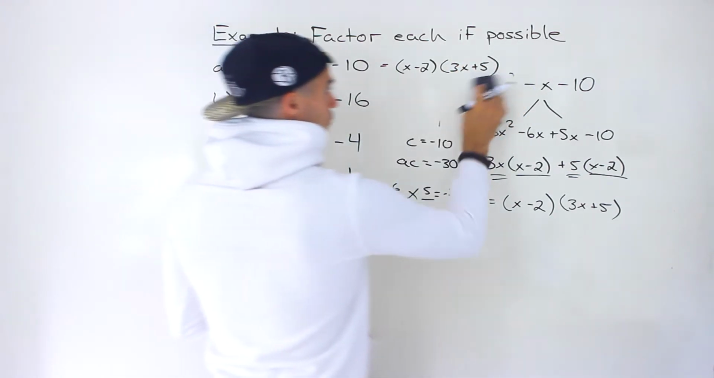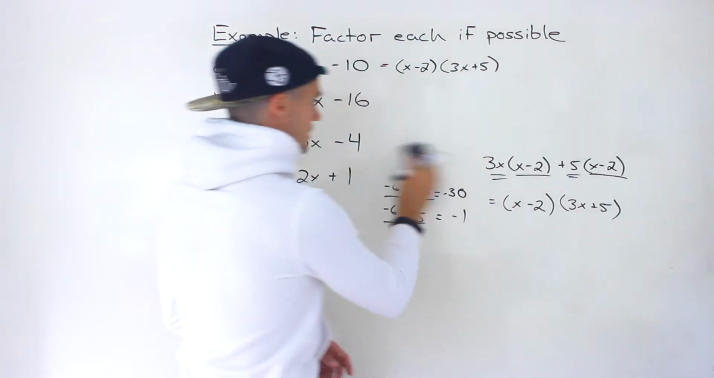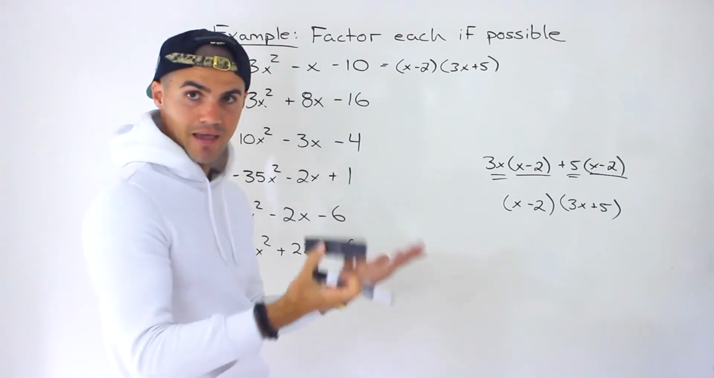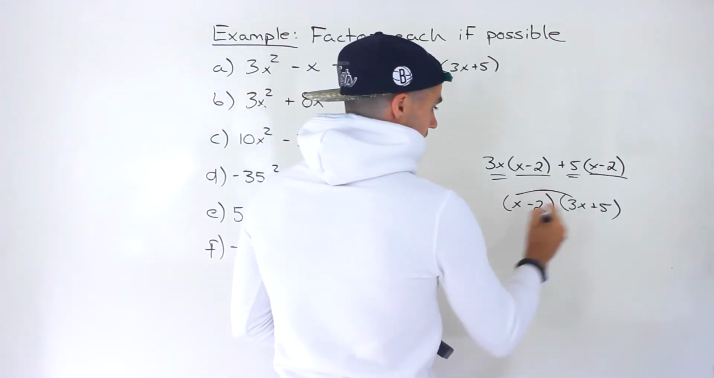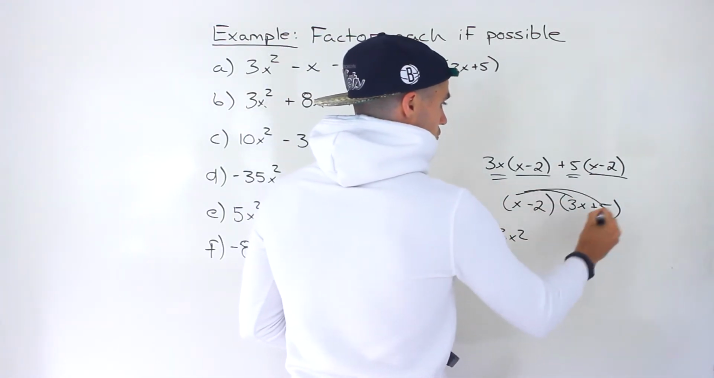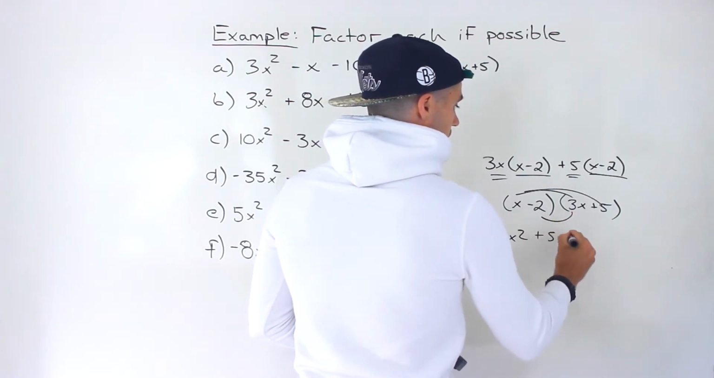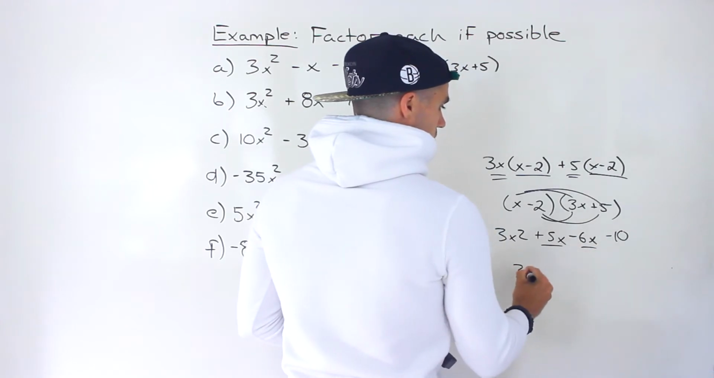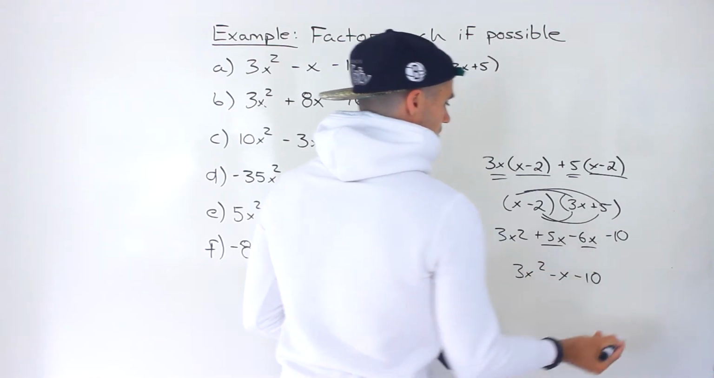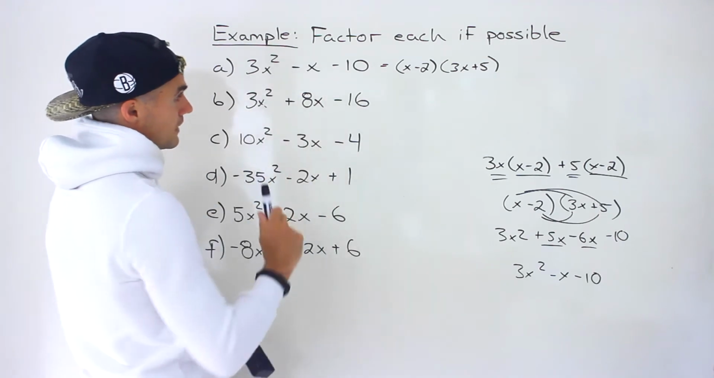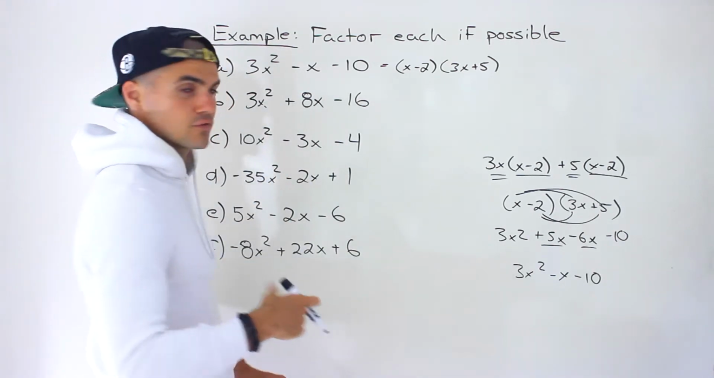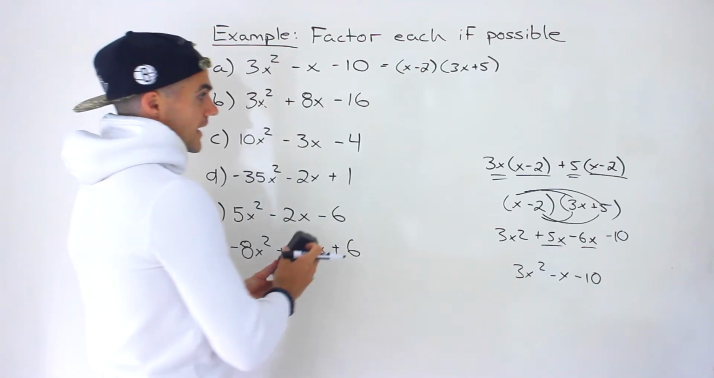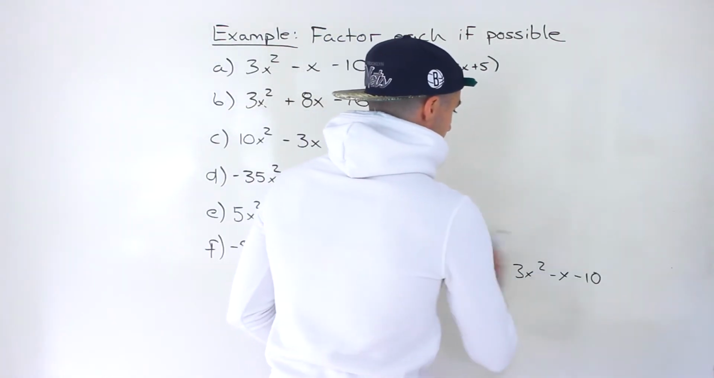Now, I'm not going to do it for all of these, but if you want to check your answer, remember what's the opposite of factoring? It's expanding. So you could expand this and see if you get that original expression. Notice these are like terms, and notice that you do, right? 3x squared minus x minus 10. So if you do have time on a test, you could quickly check your answer as well. So that ends up being the answer for part A.